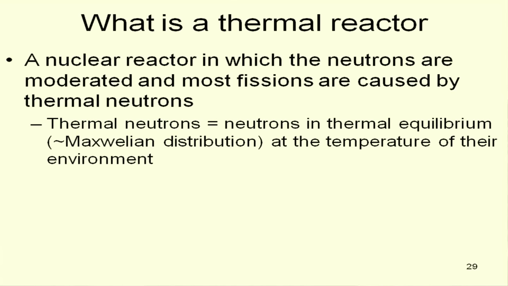Now I sort of want to take all this and talk about reactor criticality and then reactor control. A thermal reactor, you've heard them talked about here already. It's a reactor in which the neutrons are moderated down to thermal energies, down to the eV range, and most fissions are caused by these thermal neutrons, not by higher energy neutrons. And the definition here again, neutron and thermal equilibrium, which is the Maxwellian distribution at the temperature of their environment.